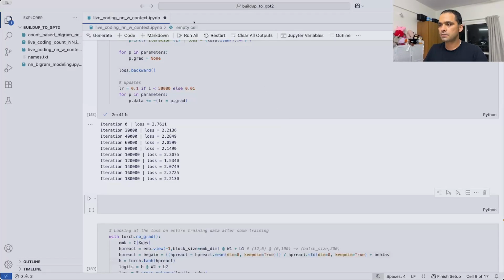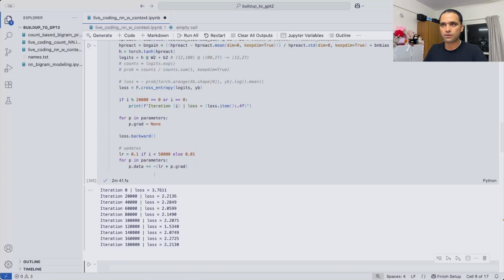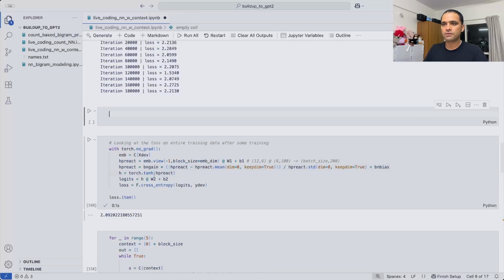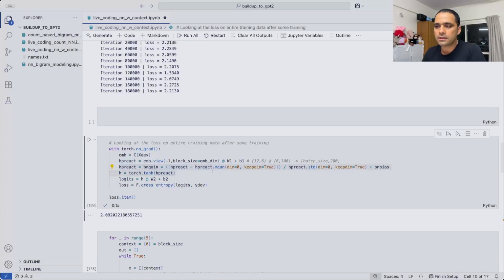So there's one thing that I missed pointing out for batch normalization. You see, when we are calculating loss for the dev set or the test set, what we did is calculate the mean and standard deviation over this entire dev set, which ideally is not correct, because we should take the mean and standard deviation that was calculated from the training set and then use that mean and standard deviation to standardize or normalize the hpreact here.